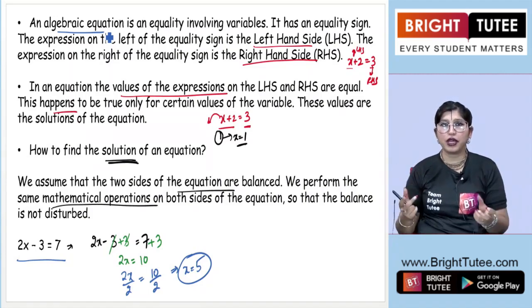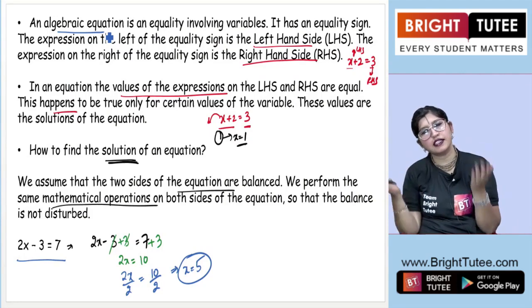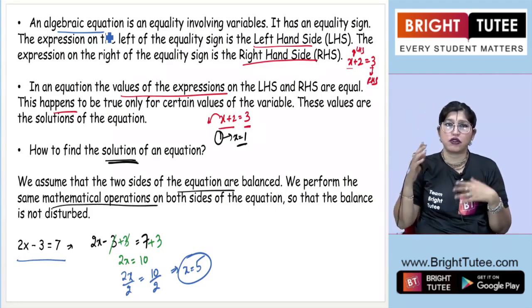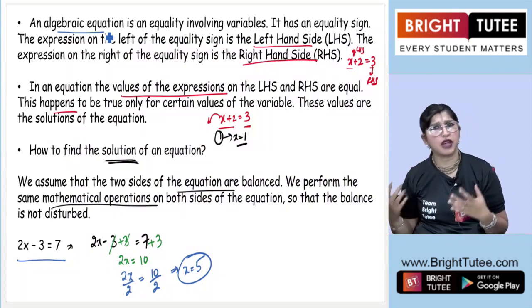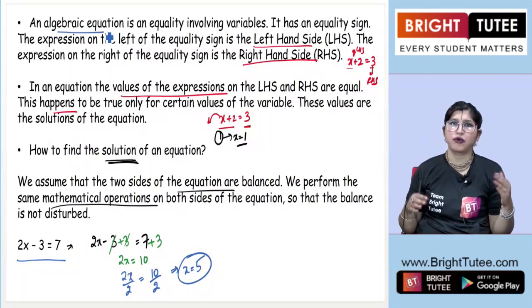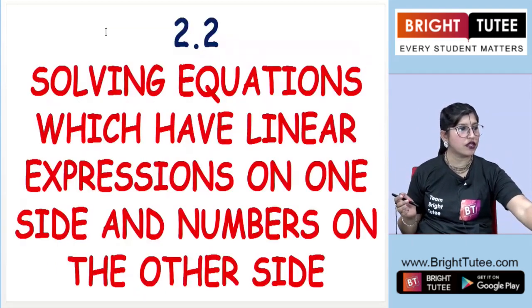So we'll be assuming that both the sides are equal, and then we'll be balancing both of them and doing the same mathematical operators to both the sides. Let's say adding 3, subtracting 5, dividing by 10, whatever we'll be doing on both sides. So this is how we solve an equation.